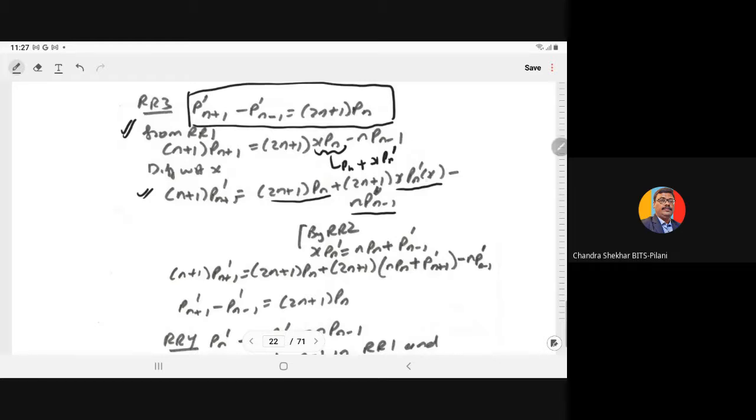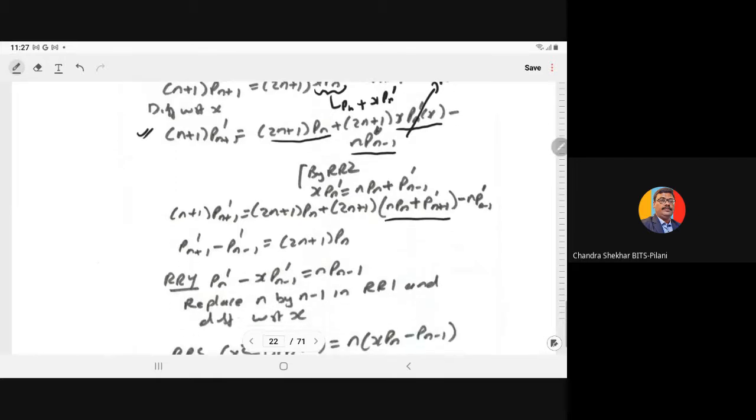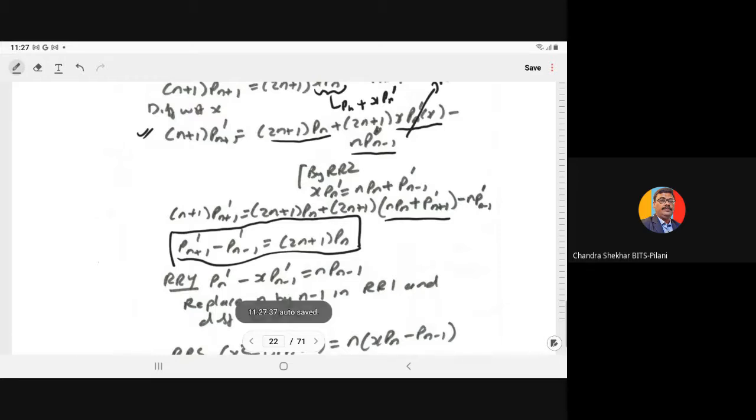So in place of x P'n, you put the value n Pn plus P'n-1 from the recurrence relation 2. That is what we have put here. If you solve, you will get the third recurrence relation. So as a question also we can ask, just prove this expression. Instead of saying it is a recurrence relation, we can ask directly, just prove this.